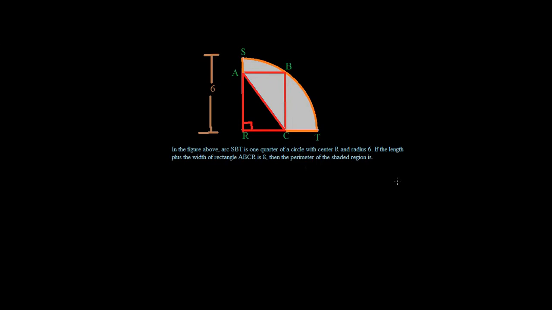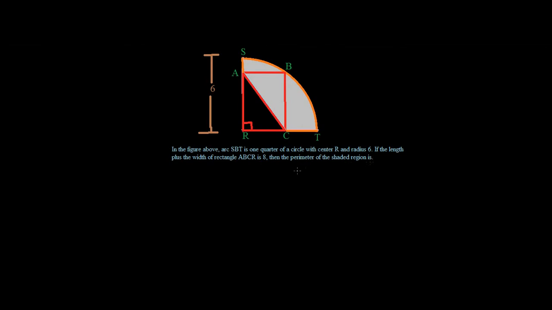So it says in the figure above, SBT is 1/4 of a circle with center R and radius 6. If the length plus the width of ABCR is 8, then the perimeter of the shaded region is. So we're being asked what the perimeter of the shaded region is.